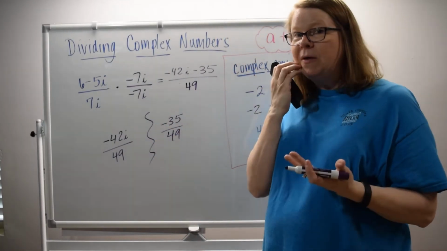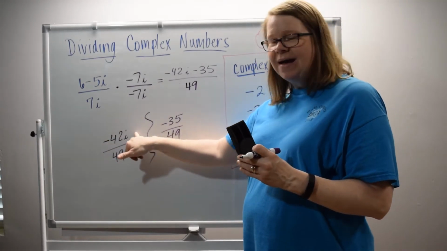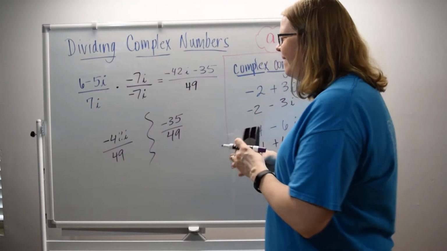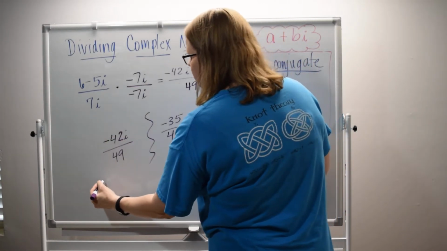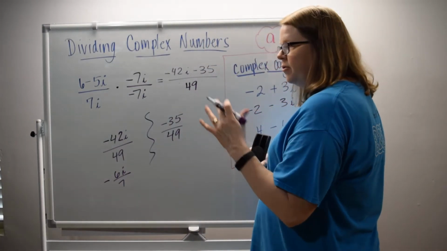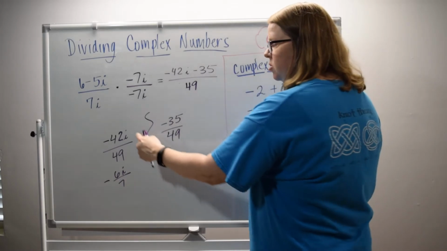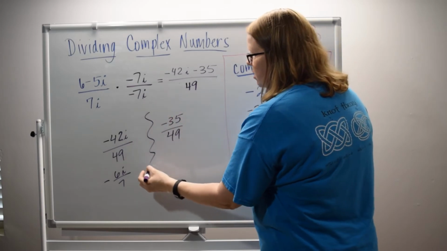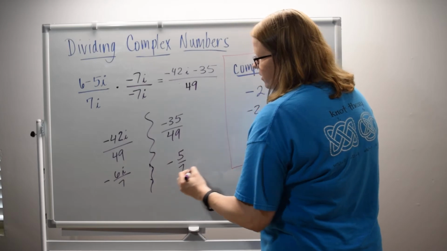And I'm going to go to my calculator and type in negative 42 over 49. Now I don't need the i in the calculator. Just type in the number part and see what it reduces to. So that's going to reduce to negative 6i over 7. On your calculator, 42 over 49 reduces to 6 over 7. And so you just keep the i where it was, on top of the fraction. This will reduce also. By 7, that's going to be negative 5 over 7.